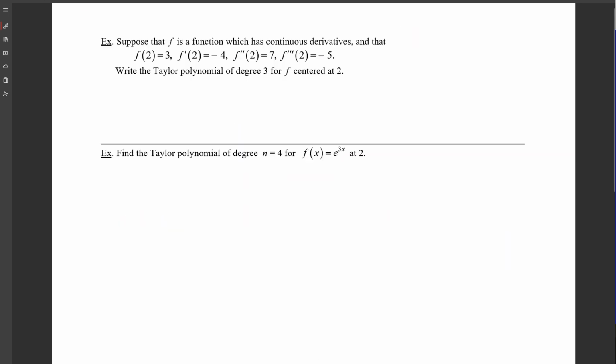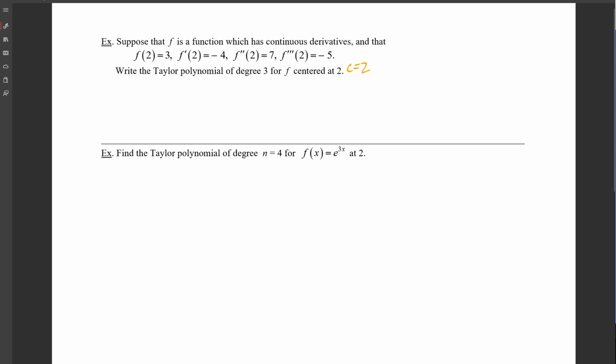All right, let's do another problem. This problem says, suppose you have f, a function with continuous derivatives, and they tell you all these derivatives. What is the Taylor polynomial of degree 3 centered at 2? So centered at 2 means c is equal to 2, okay? Make sure you understand, centered at 2 doesn't necessarily mean plug in your x at 2. What it means is when you write your polynomial, write it with a center at 2.